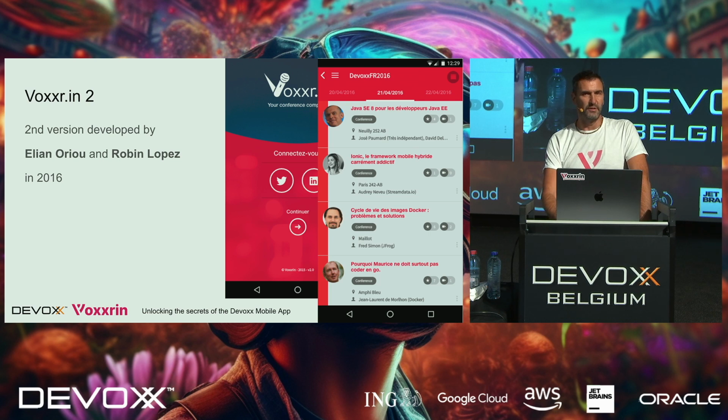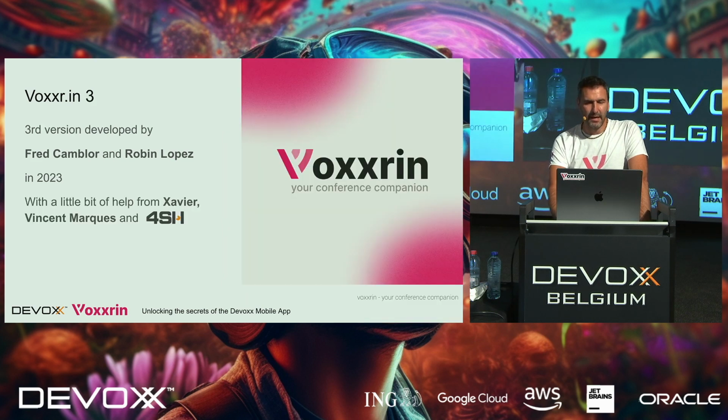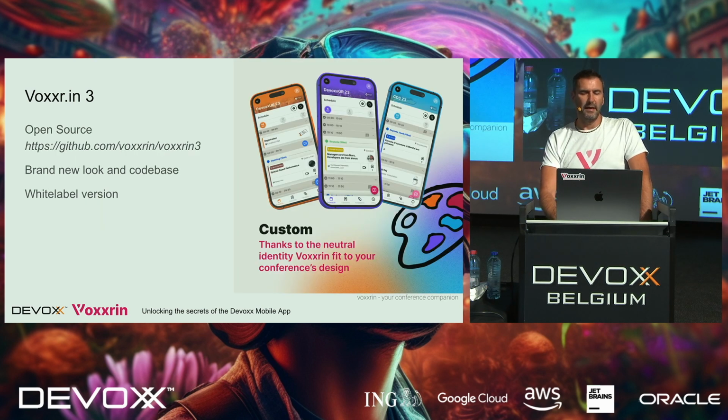You see the look is very different. Robin did a very good job on the UI. And then Voxxrin 3 is the version that you use today to get the Devoxx mobile version of the schedule. This version has been developed by Frederick Kambler and Robin Lopez. I gave very, very little help. Also Vincent Marquez and Forest helped a little bit.